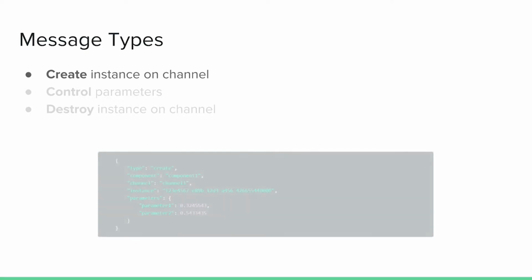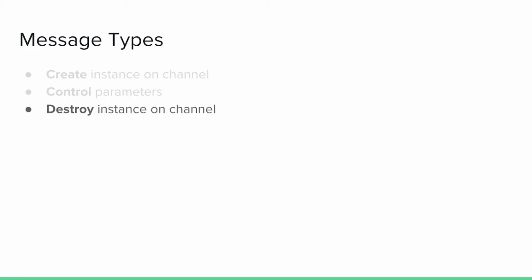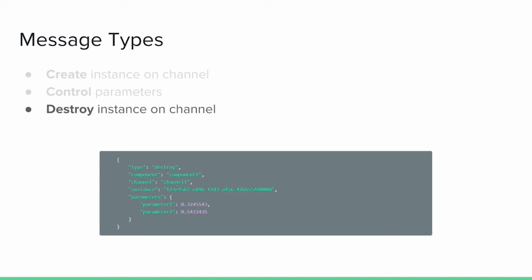Then you have control messages, which essentially just update parameter values for a given instance on a channel. So here the component and channel properties are actually redundant because given the instance identifier is unique, the system can determine what channel and component the instance belongs to, and then just an updated set of parameter values. And then there's the destroy message, which destroys an instance on a channel. So this is like a MIDI note off, if you will. And you can specify a set of final parameter values if that's useful in some way.